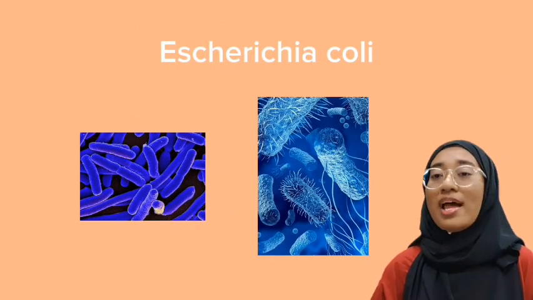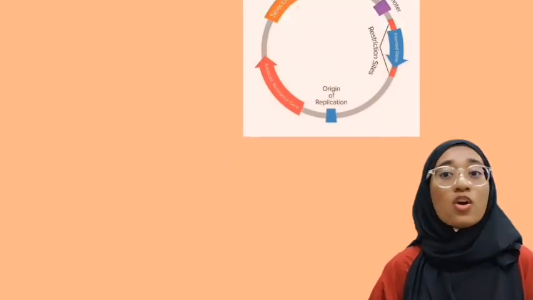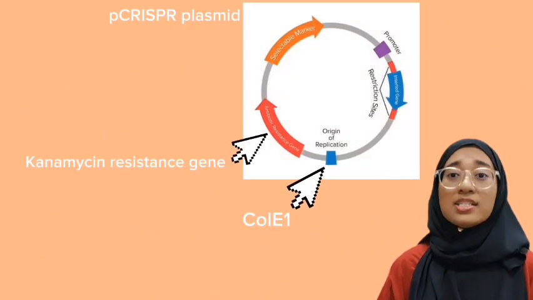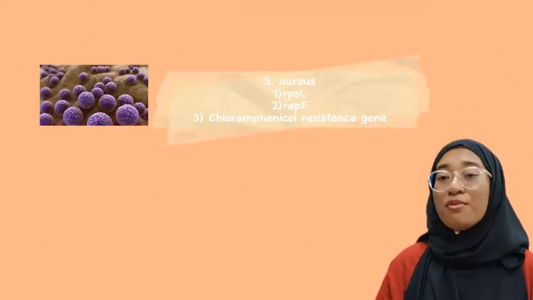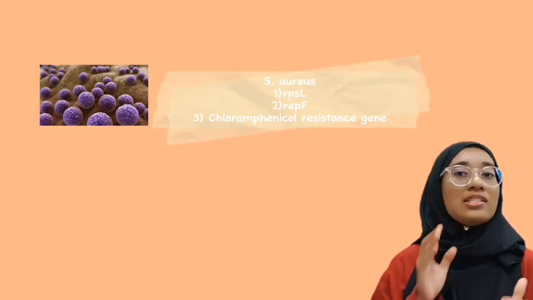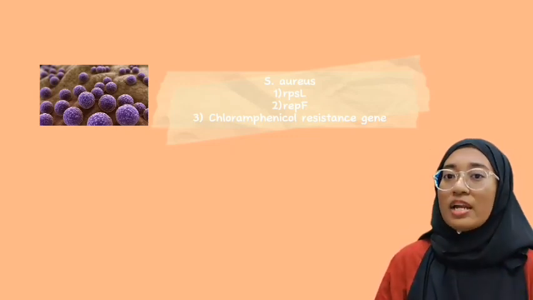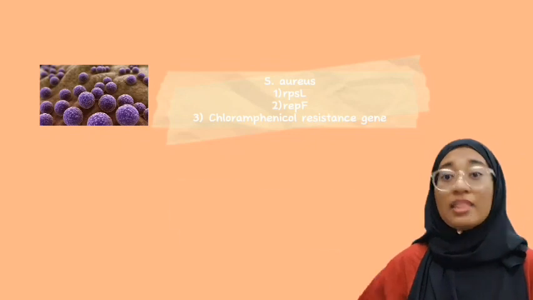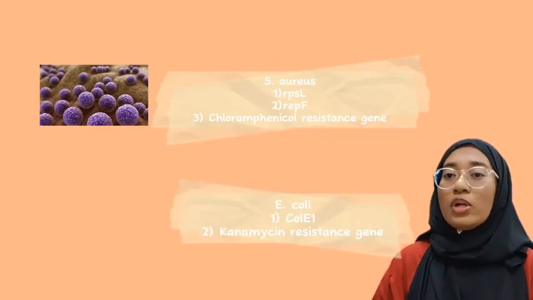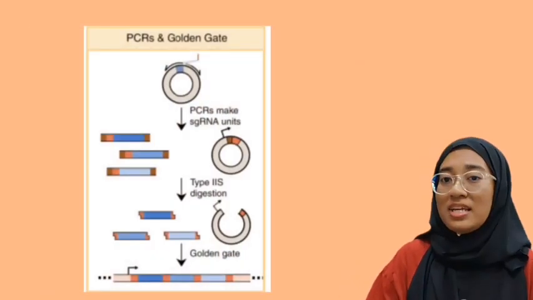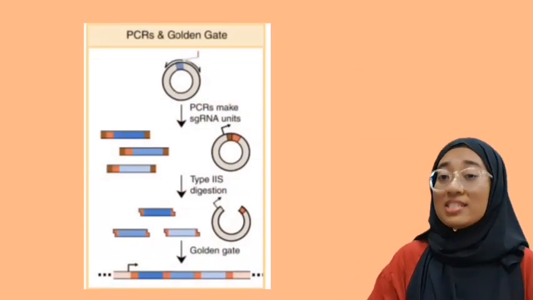From E. coli, we will amplify the replication origin, which is the COL-E1, and the kanamycin resistant gene from the p-CRISPR plasmid. All the 5 fragments, 3 from the S. aureus that have been mentioned before, which are the RPSL promoter, REPF, and chloramphenicol resistant marker, and another 2 from the E. coli, which are the COL-E1 and the kanamycin resistant gene, will be assembled together into a plasmid via the Golden Gate assembly.